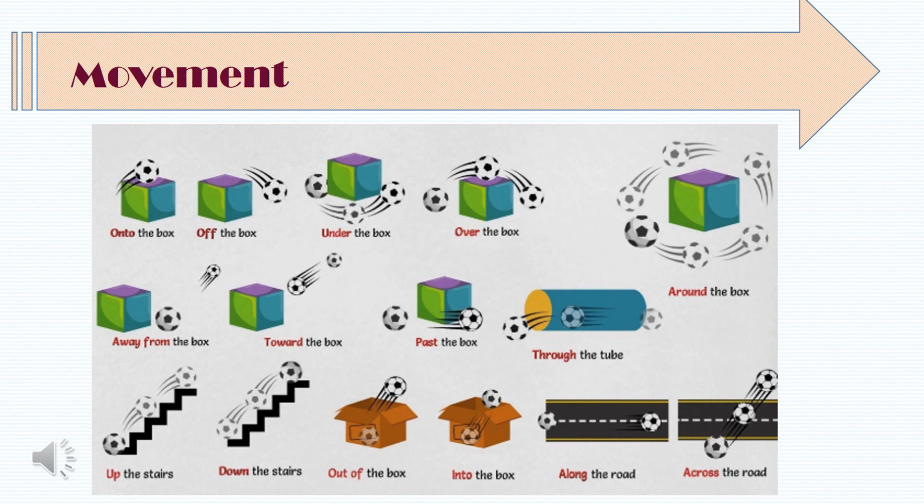Prepositions of movement are used to speak about the direction an object is taking when it goes or comes through a distance.